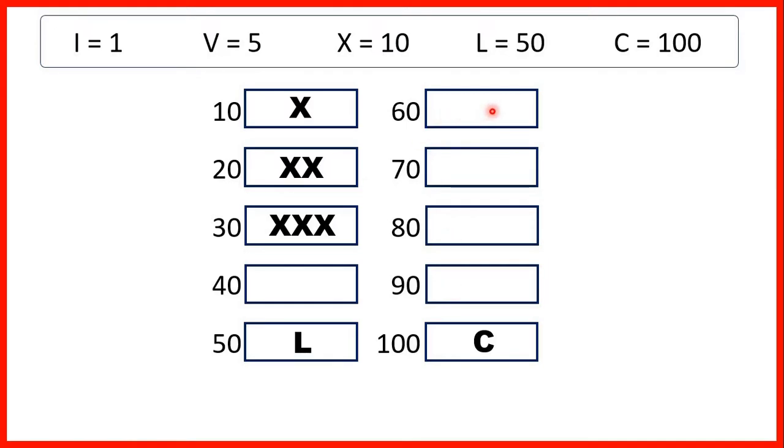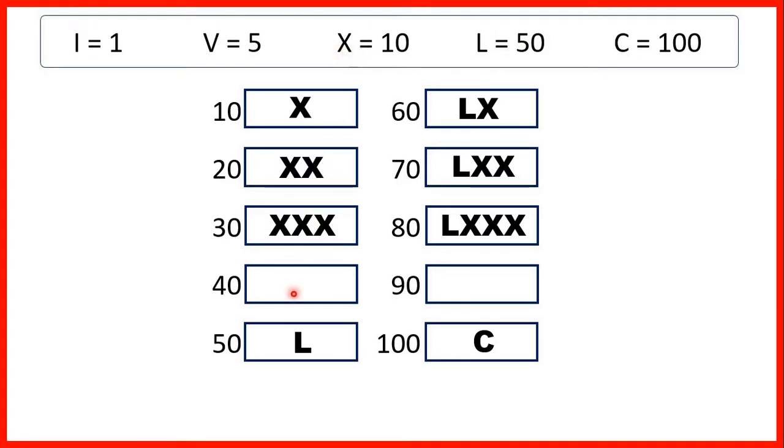For now, let's work out 60. That's 50 and then another 10. So they wrote L and then X. 70 is 50 and then 2 tens, so L and 2 X's. And 80 is 50 and then 3 tens, so that's L and then 3 X's.